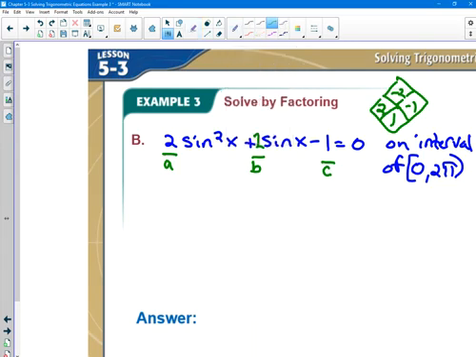So that means now what I'm going to do is I'm going to be splitting up this middle term using those two numbers that we found. And I often like to use whatever the 2 goes into, so it's easier. So I'm going to list 2 sine squared x.